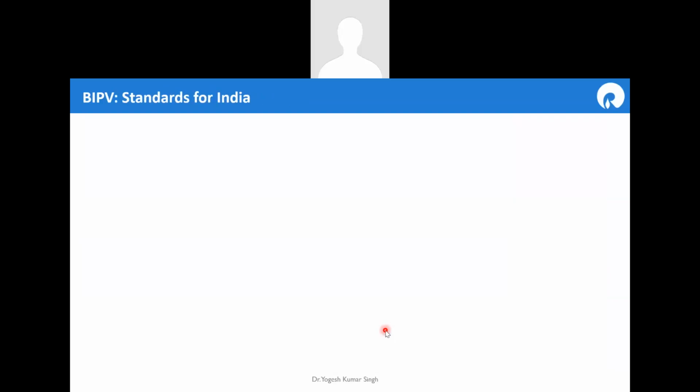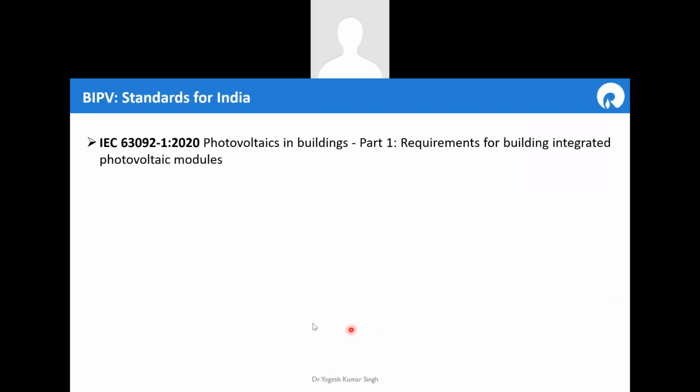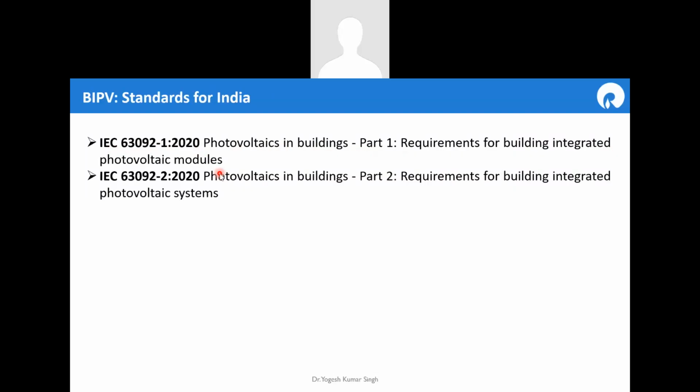Now we come to the standards of the system. There are different types of standards used for the BIPV system. The first standard is IEC 63092. This is basically for photovoltaics in buildings, and it covers the requirements for building integrated photovoltaic modules. The second standard is part two. So there are two standards, part one and part two, and both are used for building integrated photovoltaic systems.